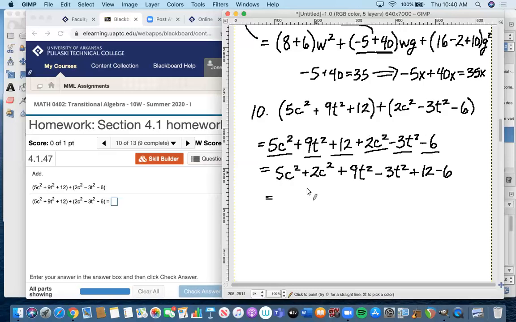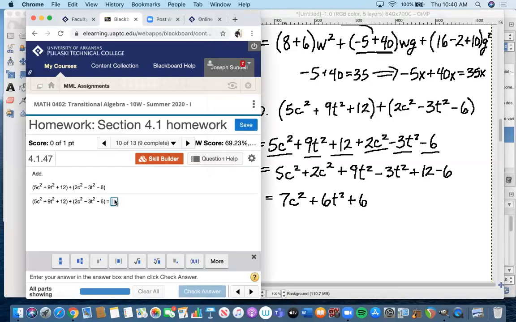So 5 plus 2 is going to be 7c squared. And then 9 minus 3 is going to be 6, so plus 6t squared. And then 12 minus 6 is 6. Okay, and so that's going to be my answer. I can't simplify that anymore. So I go 7c squared plus 6t squared, and then plus 6.